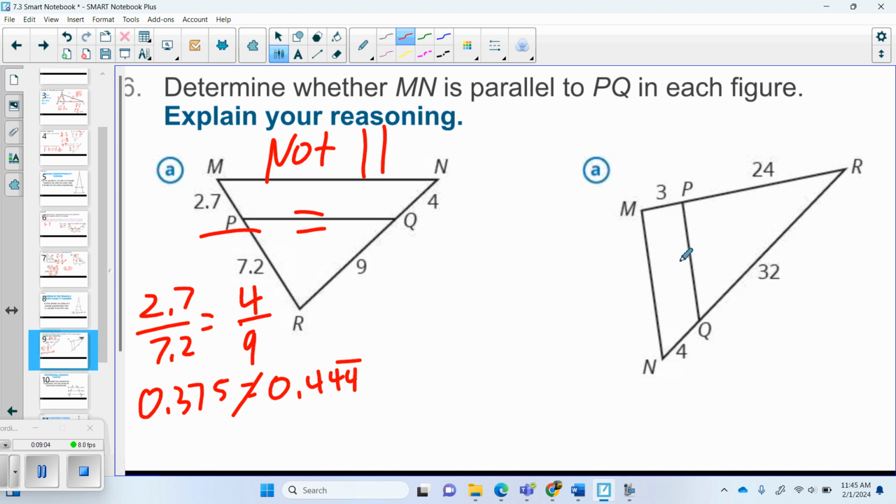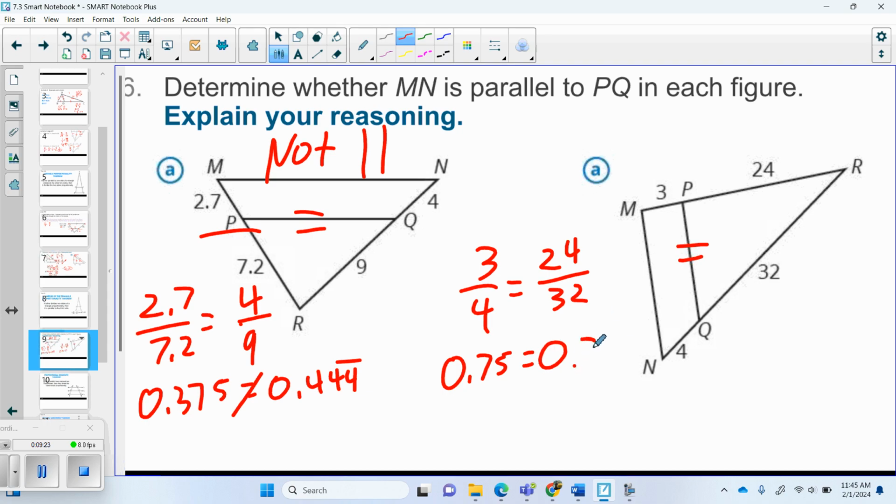Okay, welcome back. So hopefully you guys set it up where you said, is 3 over 4 the same thing as 24 over 32? Well, this is 0.75. And let's plug this in the calculator. 24 divided by 32. That is 0.75. So these ones, yes, they are parallel. This line and this line I can mark as parallel.